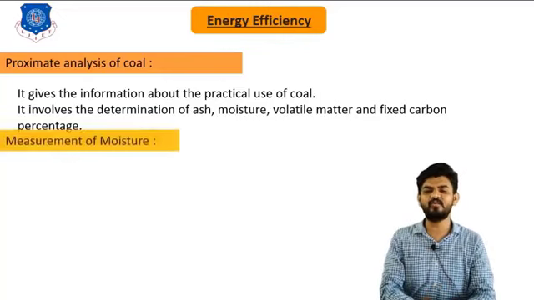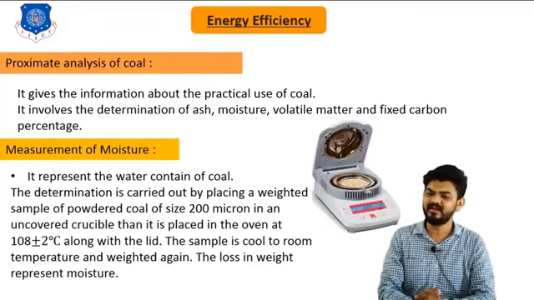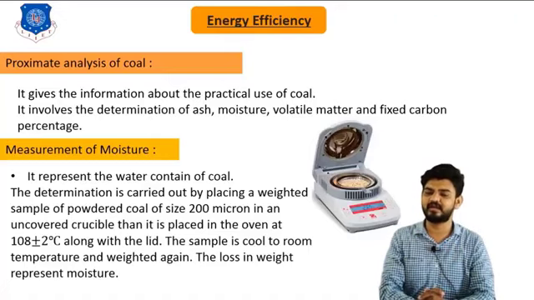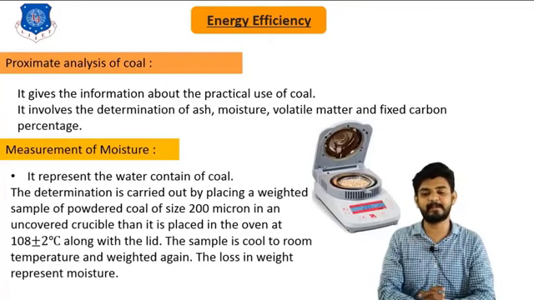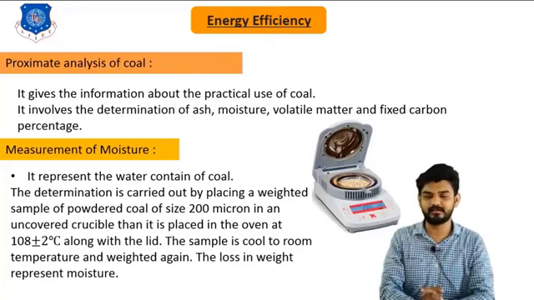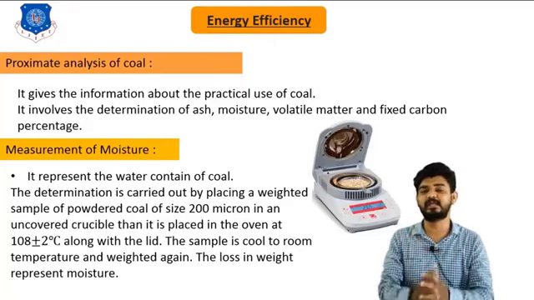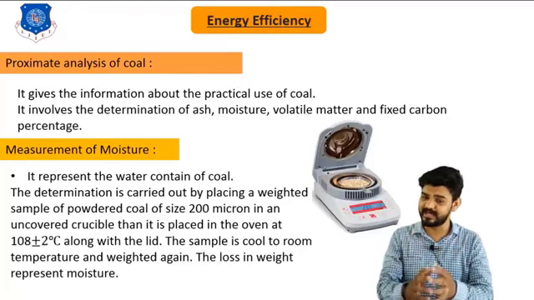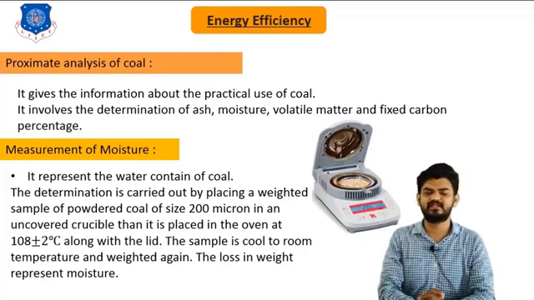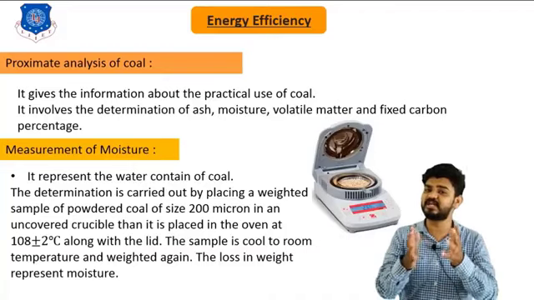So let's see how we can measure this moisture. In measurement of moisture, well, this represents the water content of the coal sample. It is measured by taking a weighed sample of powdered coal of size 200 micron in an uncovered crucible. Then it is placed in an oven at a temperature of 108 degrees plus or minus 2 degrees along with the lid. This sample is then cooled to room temperature and weighed again. The loss in weight represents the moisture content. So this is how we can measure the moisture content.